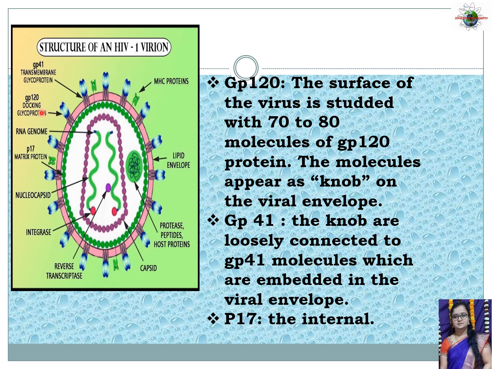The surface of the virus is studded with 70 to 80 molecules of GP120 protein. The molecules appear as knobs on the viral envelope. The GP120 knobs are loosely connected to GP41 molecules, which are embedded in the viral envelope, and P17 is the internal one.